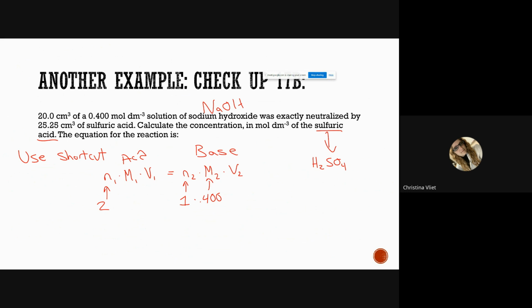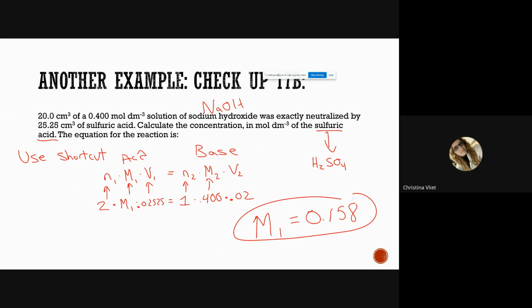All right, so I'm just going to fill in the rest of the numbers. This should be M1, and V1 should be 0.02525. On the other side, volume should be 0.02. And your final answer, if you got it correct, would be 0.158. That's your final concentration. So just plugging in the answers correctly, then multiplying everything on this side, multiplying on this side, and then dividing both sides.